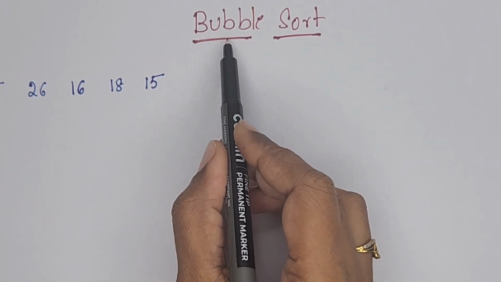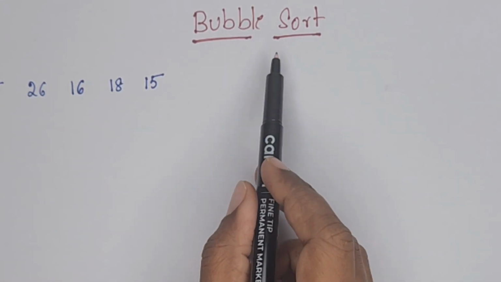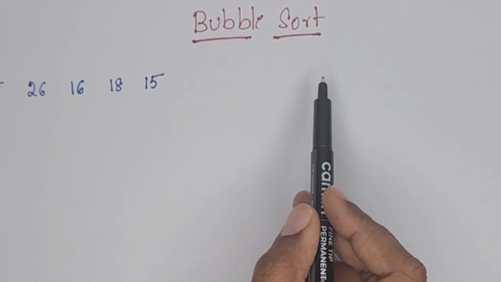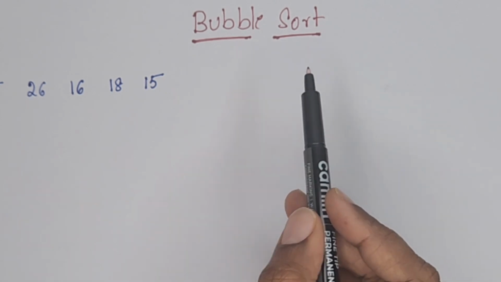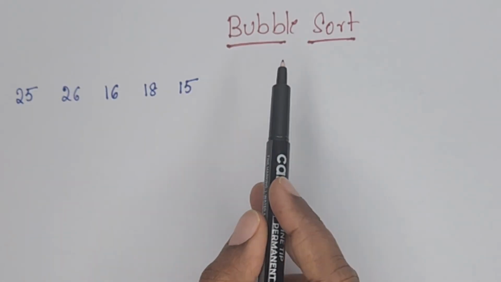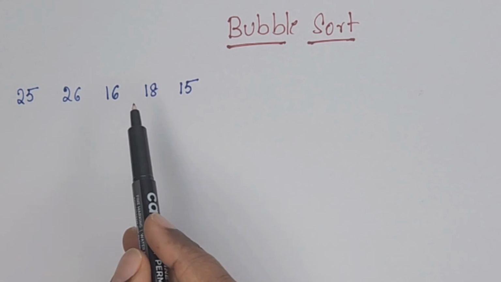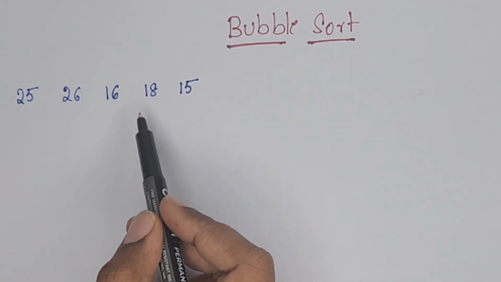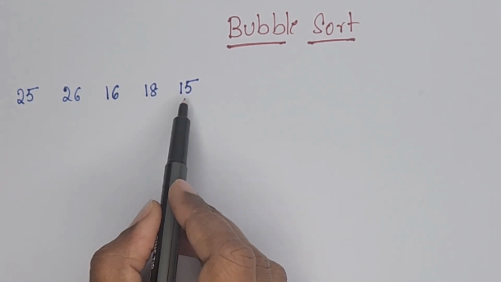Hello all, in this video I am going to explain bubble sort. Sorting means arranging the elements in ascending order or descending order. We'll see bubble sort working principle with an example, how it will work, how the elements ought to be sorted. So I have taken one simple example.